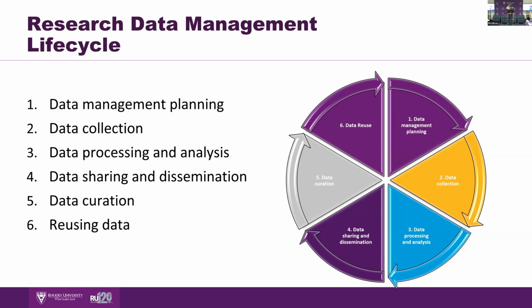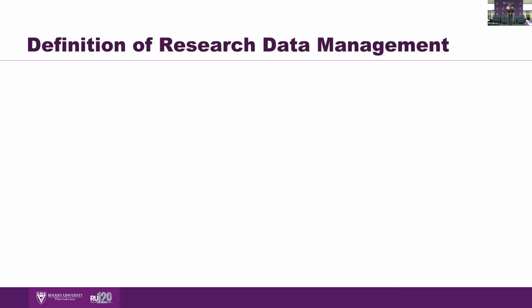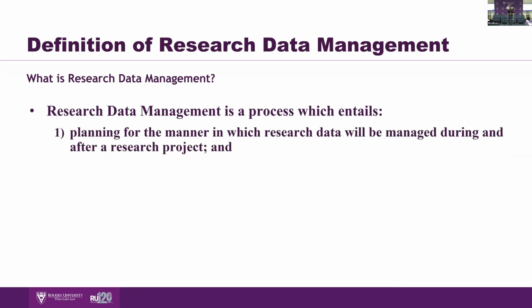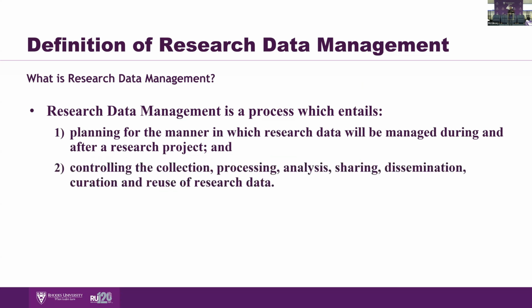The good thing about using a life cycle like this is that you can then derive a definition of research data management that is actually based on the life cycle itself, thereby allowing a researcher to actually understand everything that they're doing within every single step of the life cycle. So based on that life cycle, the definition that we can derive for research data management is that it is basically a process, which should be fairly obvious if we're dealing with the life cycle. But it's a process that entails two things. Firstly, planning for the manner in which the research data will be managed during and after a research project. That's basically the data management part, the first step. And then everything else follows, that is controlling the collection, processing, analysis, sharing, dissemination, curation, and reuse of the research data.